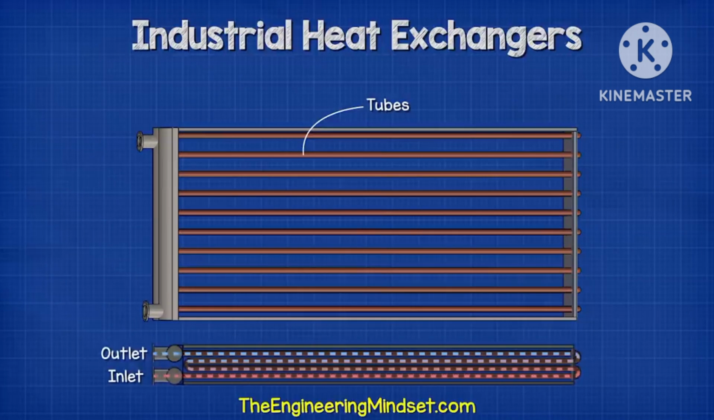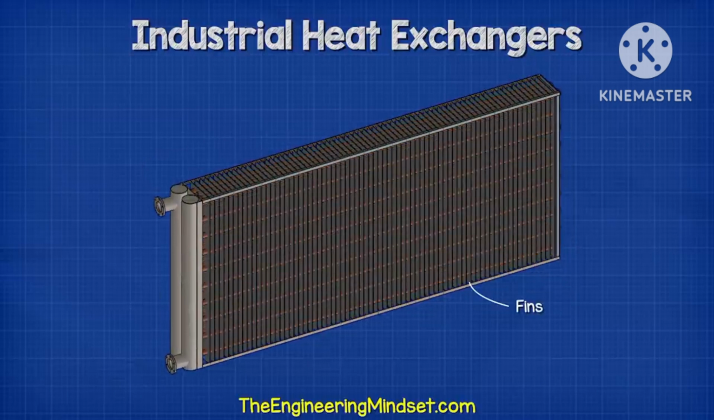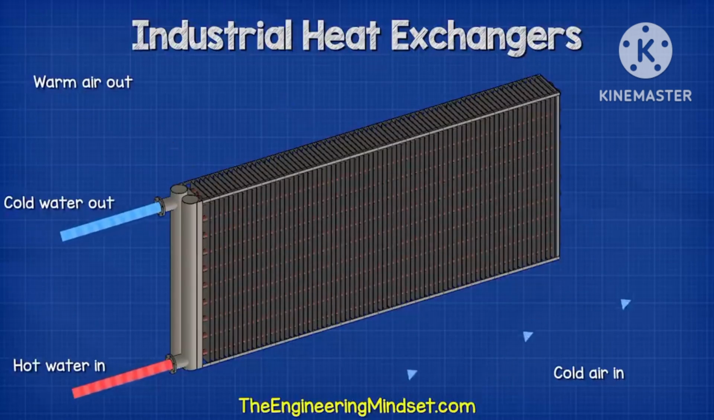The tubes will be covered with many thin sheets of metal known as fins. The fins increase the surface area of the tube wall, allowing more heat to transfer. The other fluid, for example ambient air, will pass over the outside of this tube, between the fins.